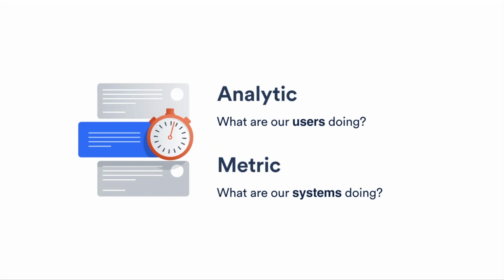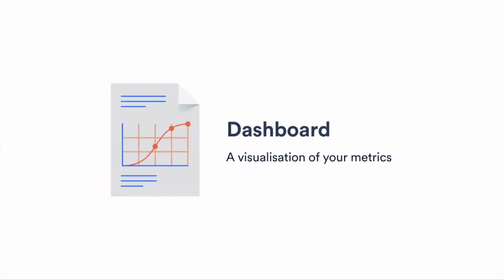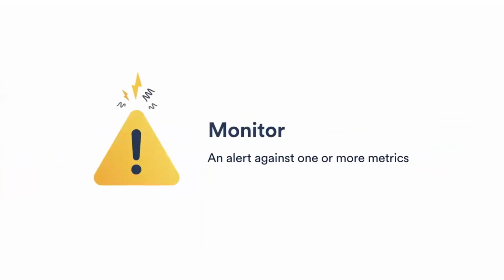So if we see metrics as a collection of data to represent what our systems are doing, dashboards are a visualization of that data. And this can be done in a variety of different ways. We can chart it over time, we can aggregate it into a single value, we can get lots of different metrics and put them in a table. It doesn't really matter. If you've taken your metrics and you visualize them in some way, you probably have some form of dashboard. And then finally, we have monitors.